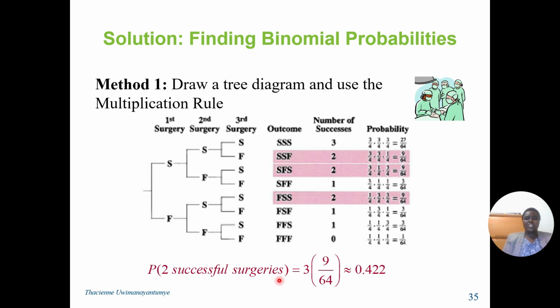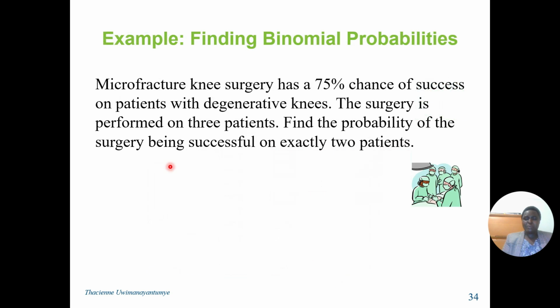So in this case, to compute the probability of having 2 successful surgeries, we are going to use the multiplication rule. We have to know where we have 2. Where we have 2 is here and here and here. And the probability of having this will be what? It's at this stage here.